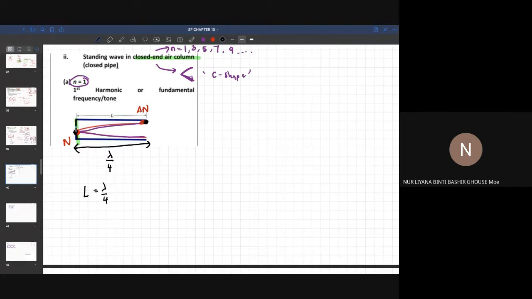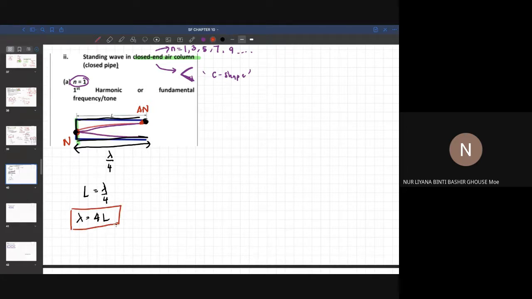Total length, maksudnya total length of the closed pipe ni. That means from one end of the closed pipe until the next end of the closed pipe, we only have lambda over 4. So kalau kita rearrangekan dia, kita akan dapat 4. Okay, lambda akan equals to 4L. So this one is equation yang pertama. So kita dah dapat lambda.